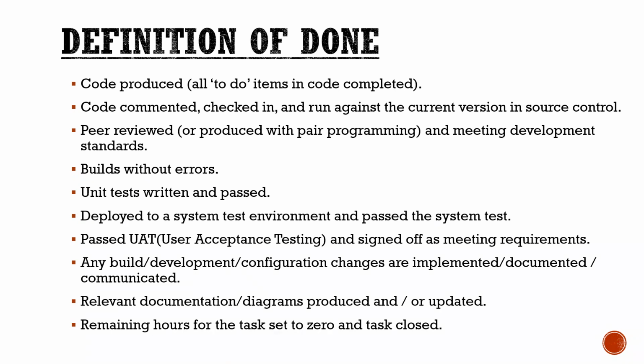Next, peer review. Whenever a junior coder codes and develops the software, a peer should review whether the code is performing well or not. Unless and until the code is performing, it is not considered done. So that is a part of the definition of done. And we also need to check whether it is meeting development standards or not.